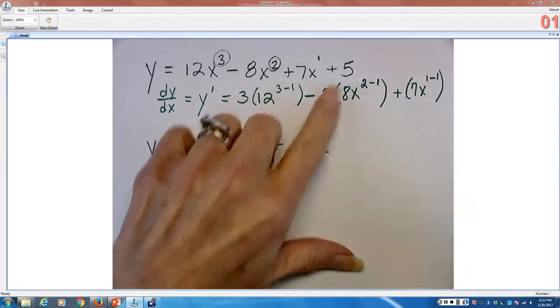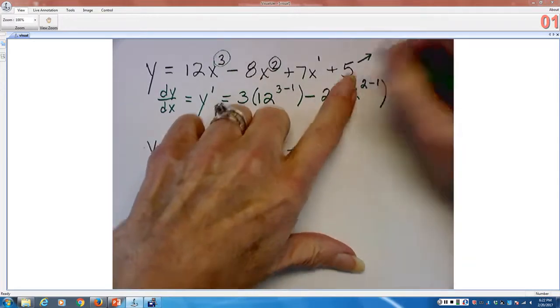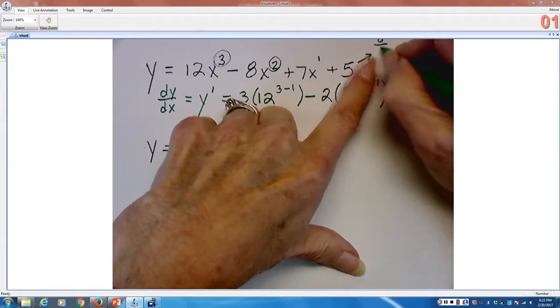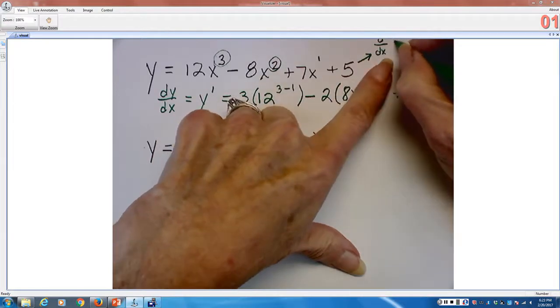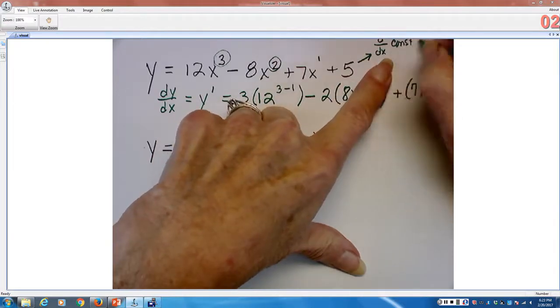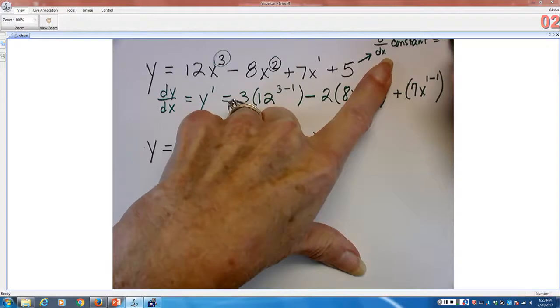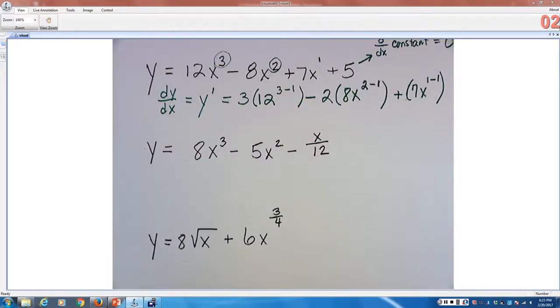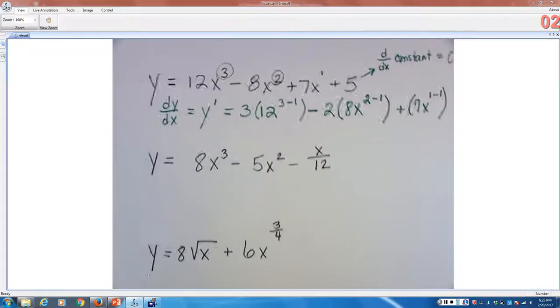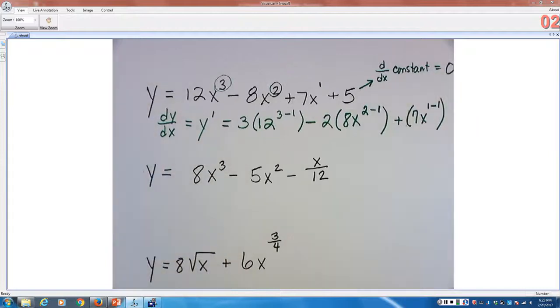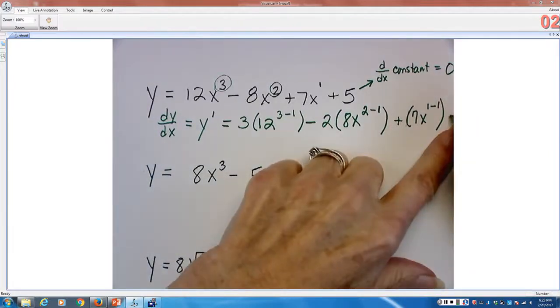And then on the last one, you need to remember that the derivative of a constant is always equal to 0. Always. So anytime you have something where there's no variable, it's just a number, its derivative is 0.